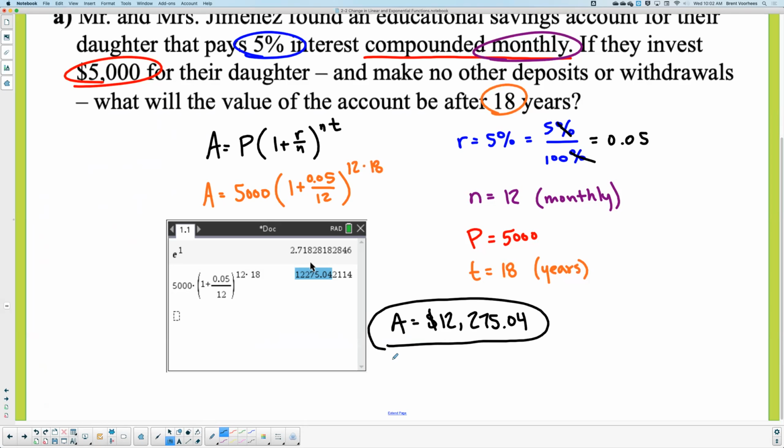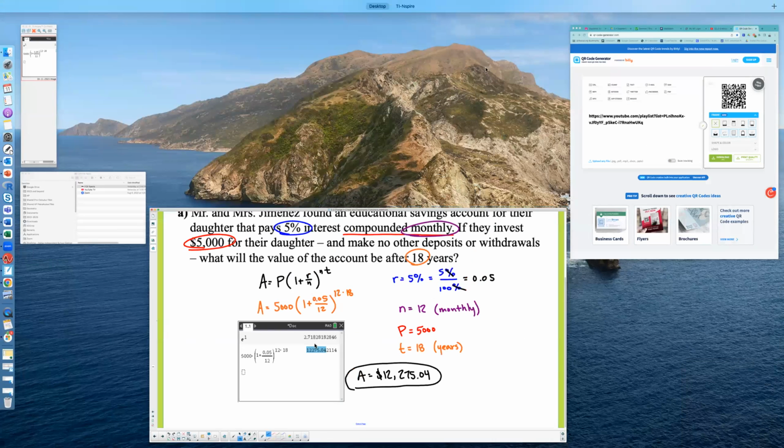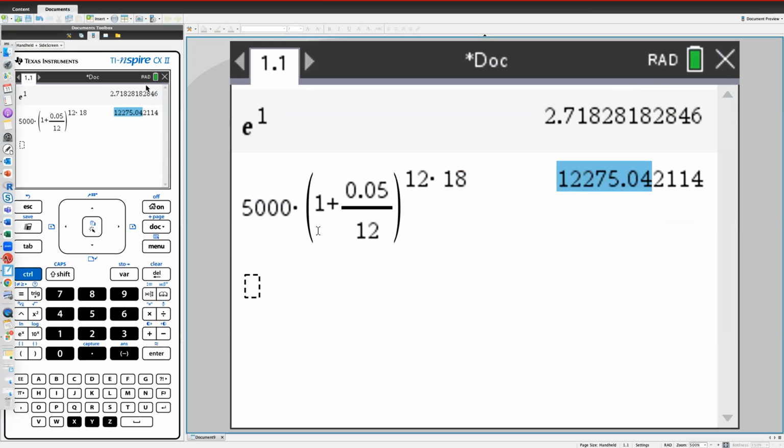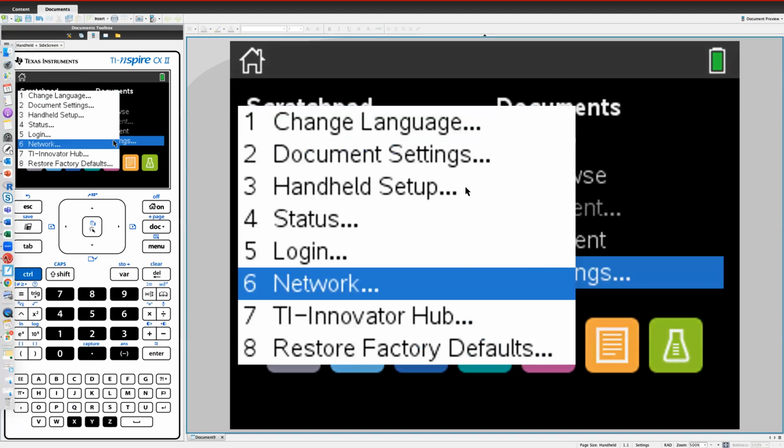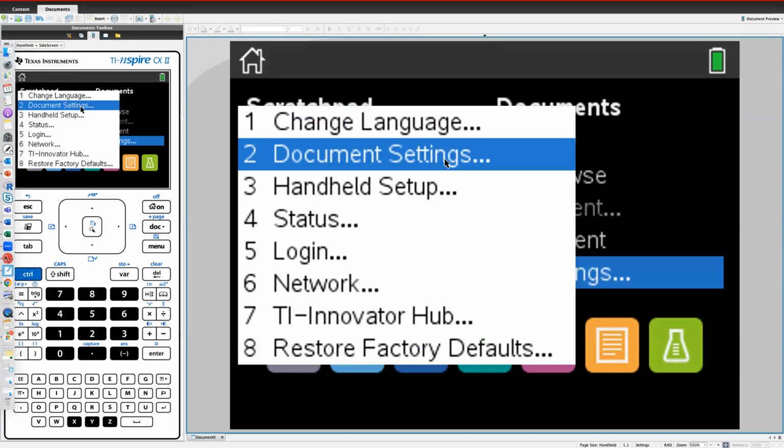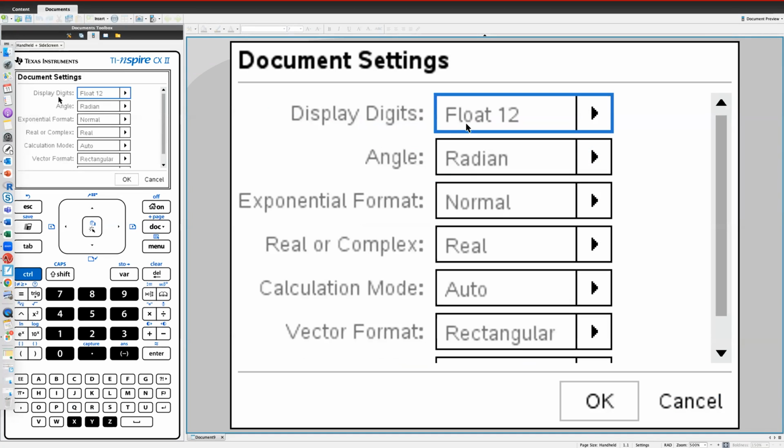Yours cut off the decimal. Okay, so do this on your calculator. If yours are getting cut off, press the home screen, go to settings, and go to document settings. It's 3 digits. And I have mine on float 12.